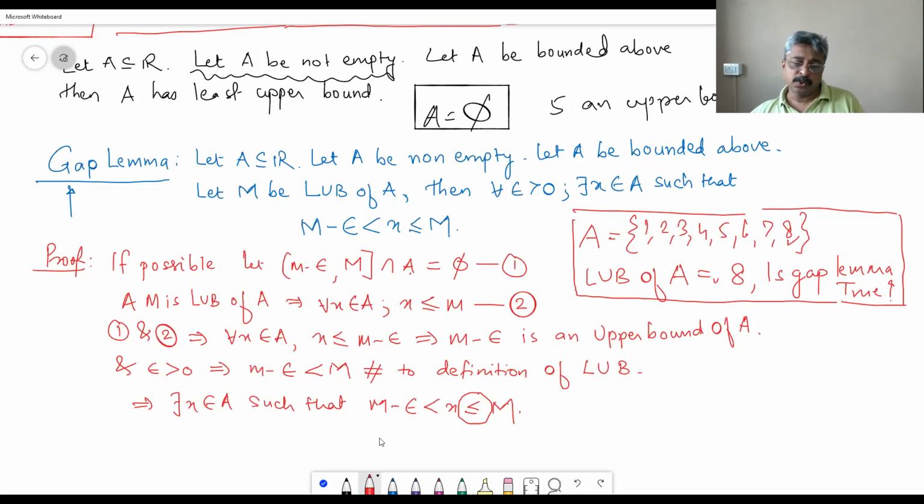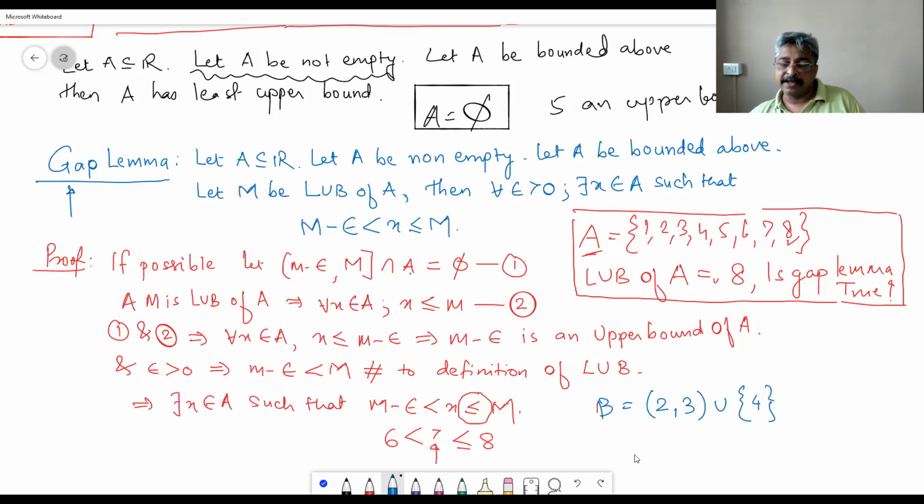If epsilon is 2, then okay, 6 is less than or equal to 8 and there is 7 in between, some other value other than 8, and 8 is also there. Do you understand? If set A is discrete, or consisting of isolated points, say for example, let me take another example. Set B is [2, 3] union {4}.